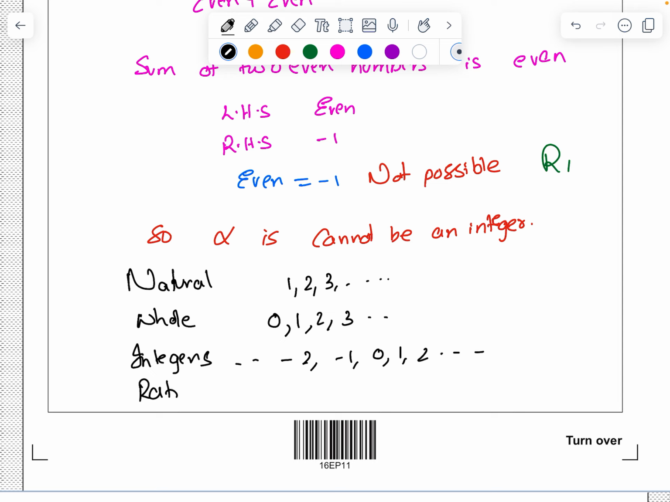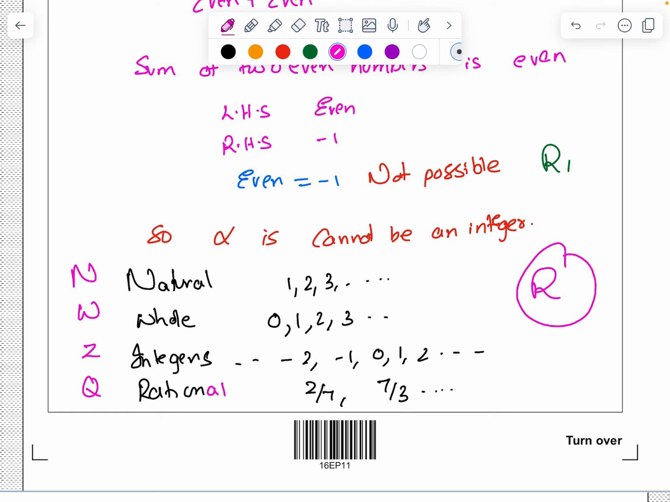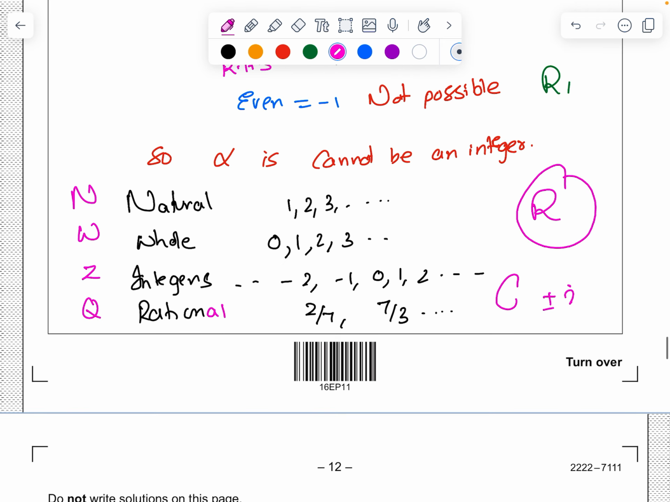Then rational numbers are fractions, 2 by 7, 7 by 3 and so on. So natural numbers are denoted by n, whole numbers by w, integers by z, and rational numbers by q. And real numbers, any other number is going to be a real number, and we know complex number is c, which is plus i or minus i and so on. And irrational numbers are square root of negative 5. Those are irrational numbers. So this will be the basic revision for that.